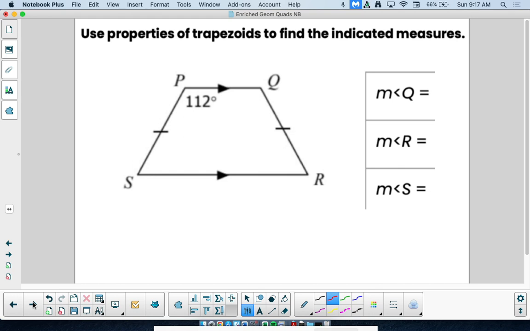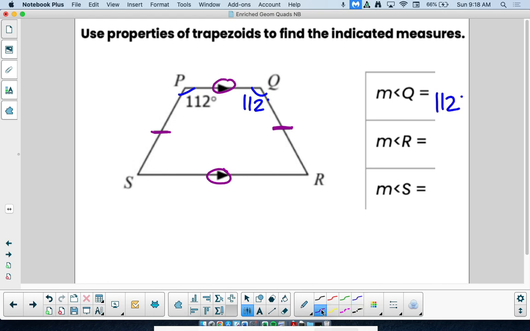Okay, this next one, I'm hoping you're noticing that, yep, we have a pair of parallel lines. And then we also see that it's an isosceles trapezoid because our legs are the same. So without any work, we already have another angle that's congruent to angle P. So here's a base, right? And what's its corresponding base angle? That would be Q. So these are both 112 because they are congruent.